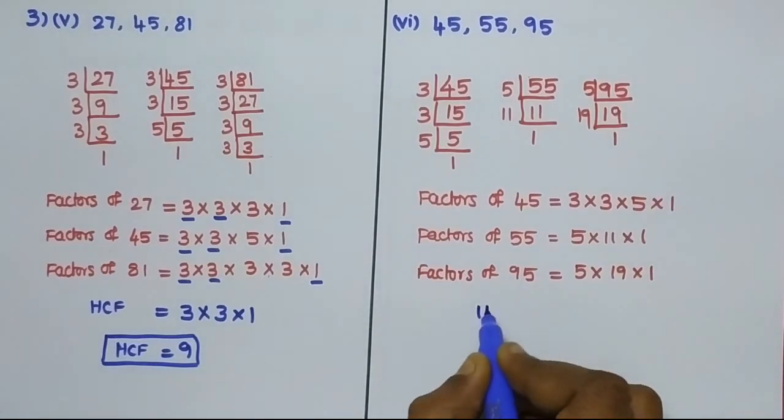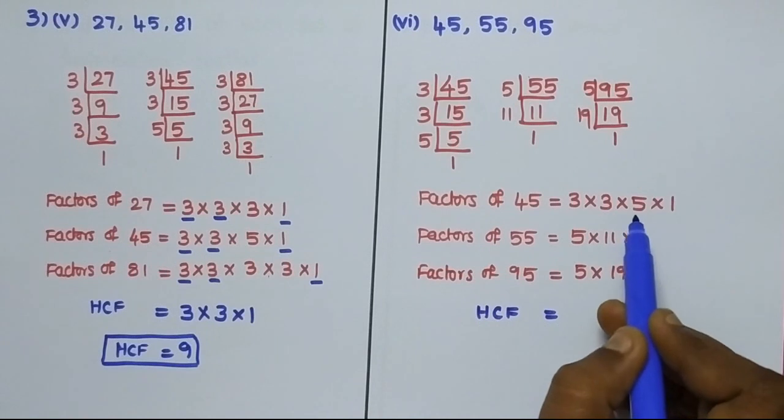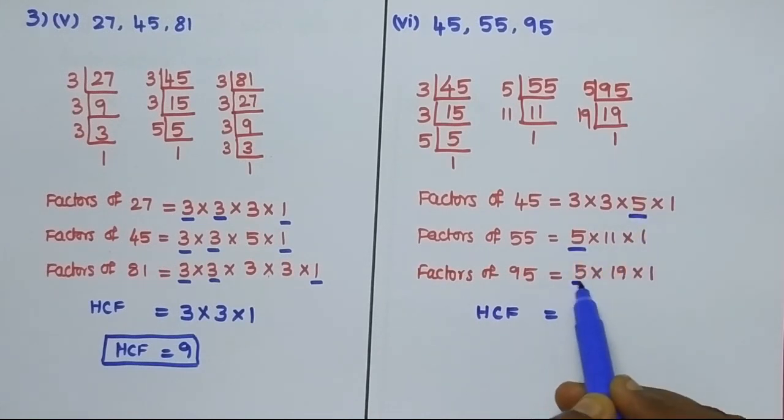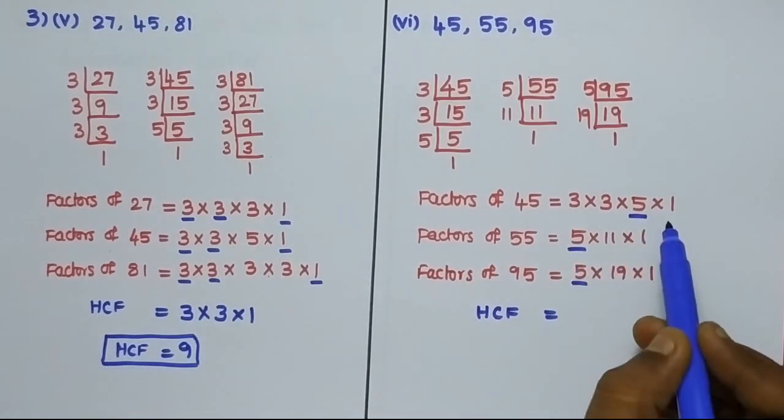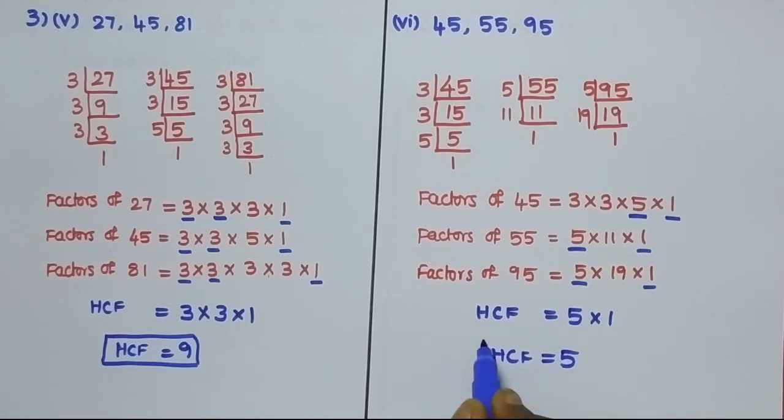Now the common factors. HCF equal to 5 is common in 3 factors and 1. So 5 into 1. So HCF equal to 5. That is the answer.